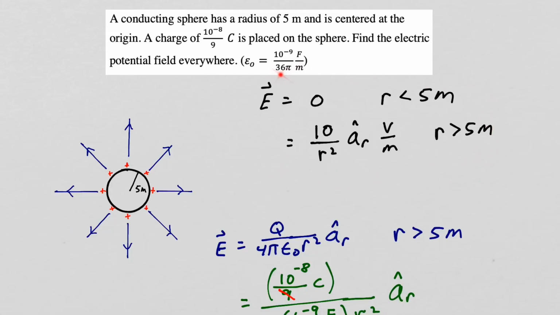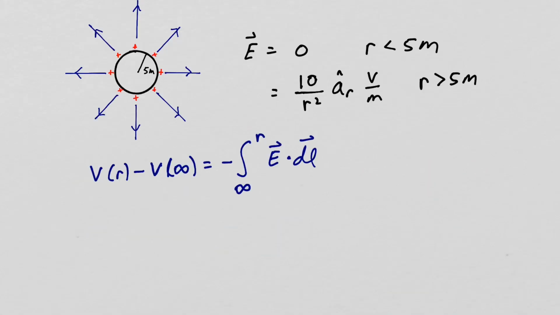The potential field is the amount of work to move 1 coulomb of charge from infinity to r, which you obtain by minus the integral from infinity to r of E dot dl. So your mental representation should be 1 coulomb times the electric field is the force on 1 coulomb, and a force times a distance is an amount of work.